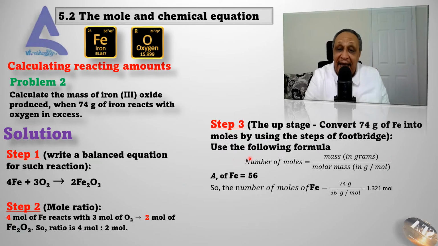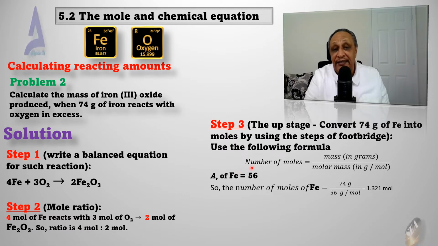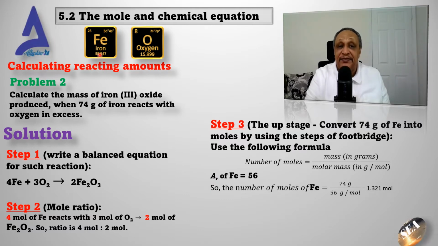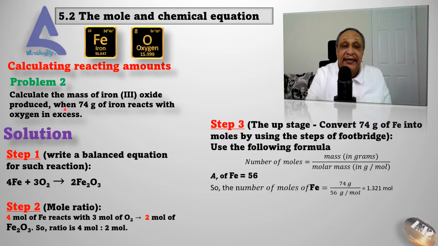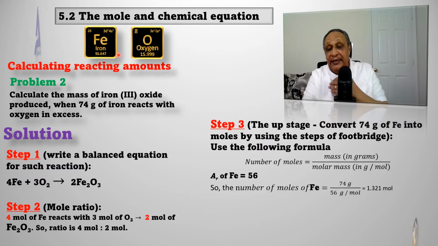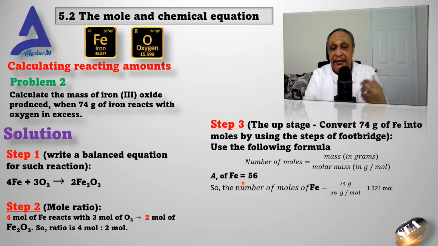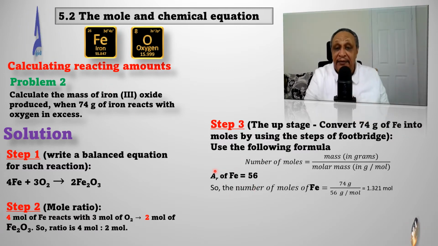So what I have here is the iron. The relative atomic mass of iron is 56. I bring it from here. And what does this mean? It means the periodic table. Because he didn't give it to me, I should go to the periodic table in order to bring the relative atomic mass of iron.